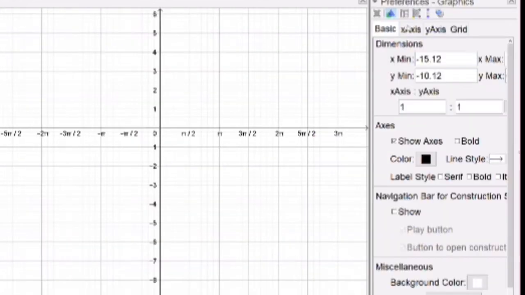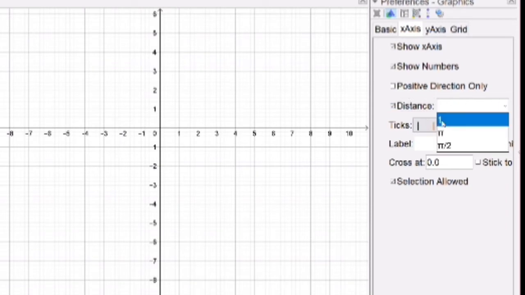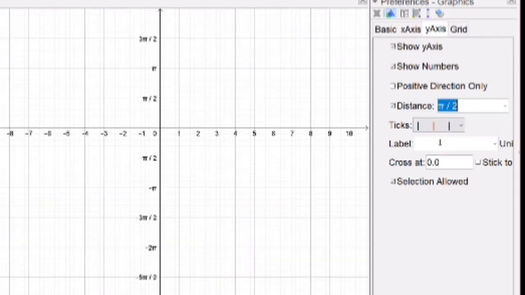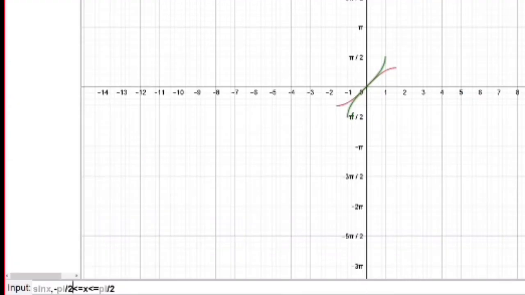In the x axis, change it as -1 to 1. Y axis, you change it as pi by 2. Now you draw the graph of sine inverse x. This is one way of doing it. Sine inverse x. This is one way of drawing the graph of the inverse function. You just interchange the x and y coordinates.